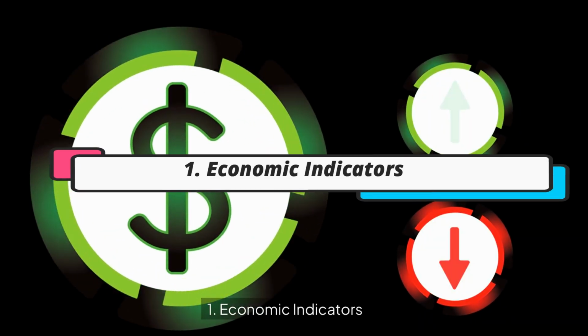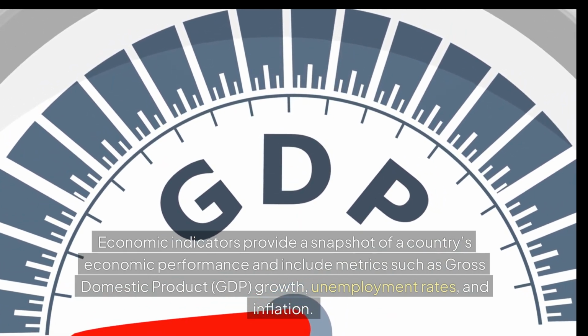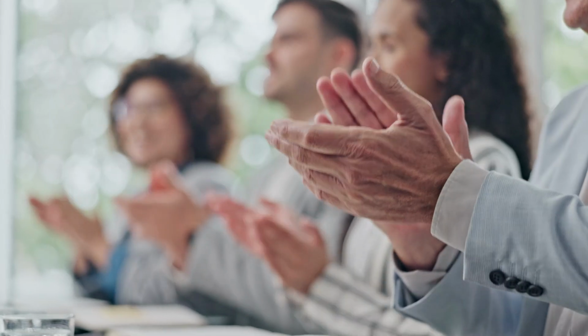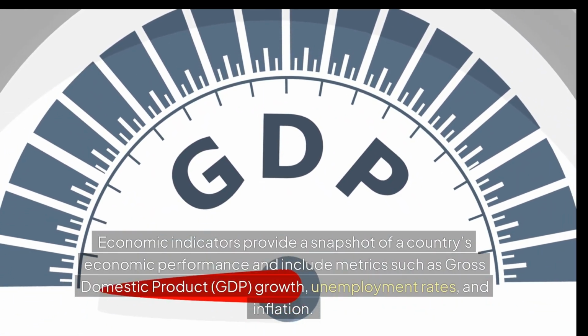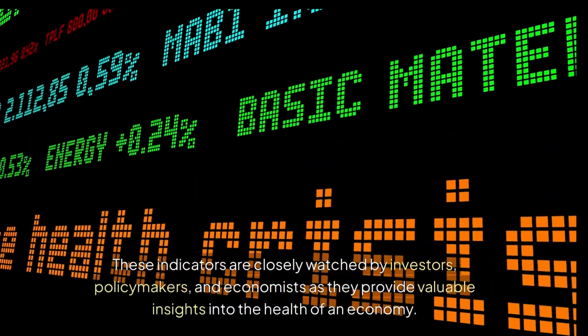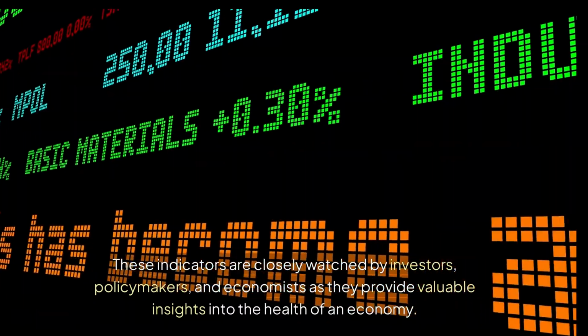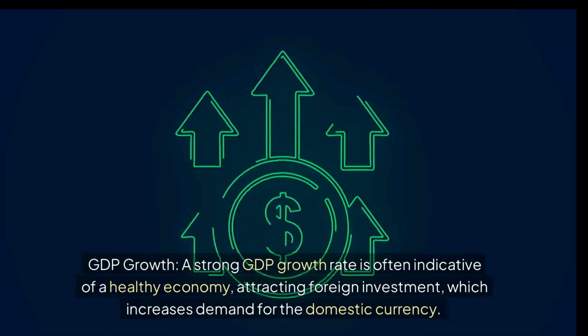1. Economic indicators. Economic indicators provide a snapshot of a country's economic performance and include metrics such as gross domestic product, GDP, growth, unemployment rates, and inflation. These indicators are closely watched by investors, policymakers, and economists as they provide valuable insights into the health of an economy. GDP growth. A strong GDP growth rate is often indicative of a healthy economy, attracting foreign investment, which increases demand for the domestic currency.